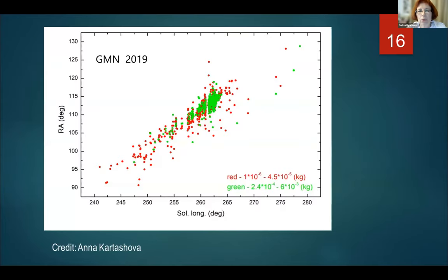Next you see a picture which Anna Kartashova made for me using Global Meteor Network observations of Geminids. Here you see the first and the last quartiles of approximately 2000 orbits. What do you see? Green is the larger end of observations and red points are the smaller end of observations. Definitely we see that the dispersion of red is higher. So we see at least a second confirmation of this point.